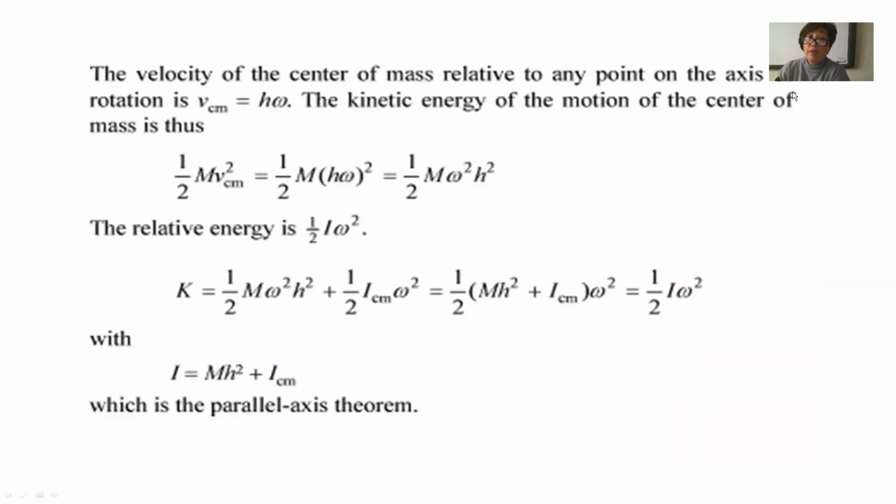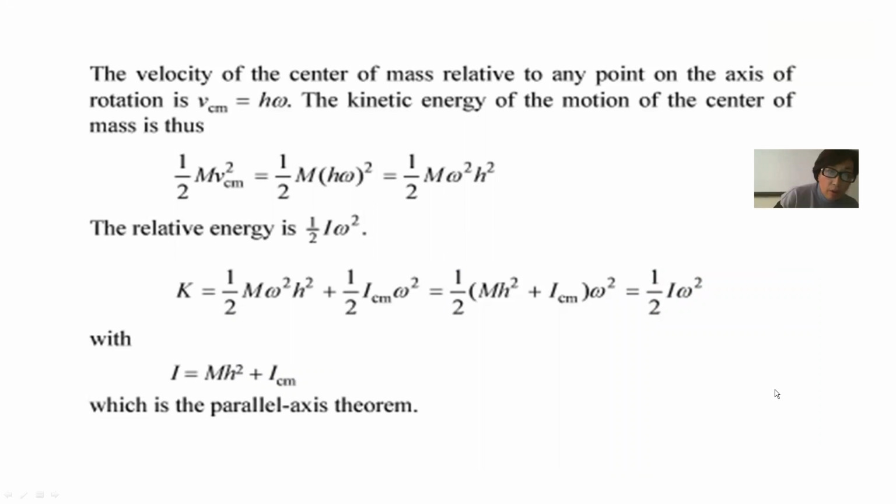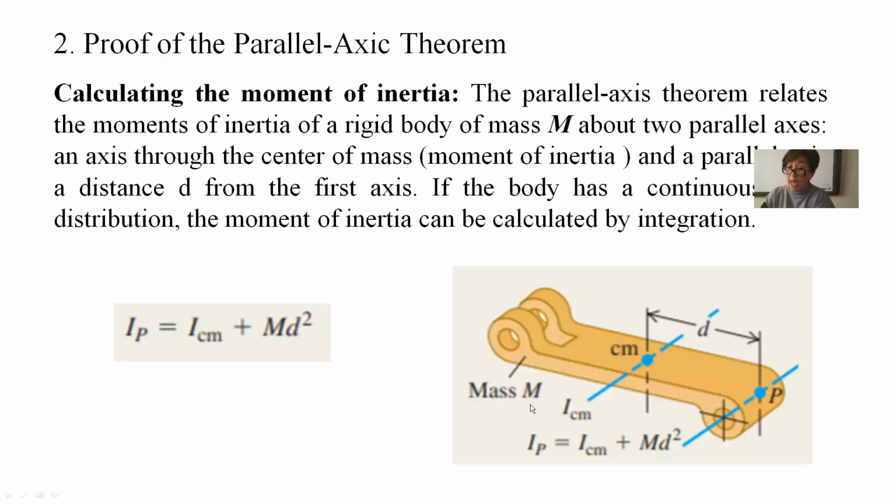We know the velocity of the center of mass relative to any point on the axis of rotation. We know the formula for the velocity of the center of mass is h multiplied by omega. And here we know the kinetic energy of the motion of the center of mass is m v squared divided by 2. This is the notation for the velocity of the center of mass, and m is the mass of the rigid body.